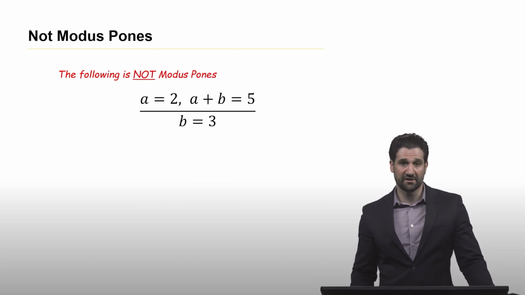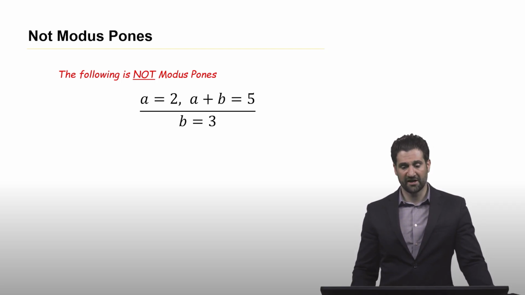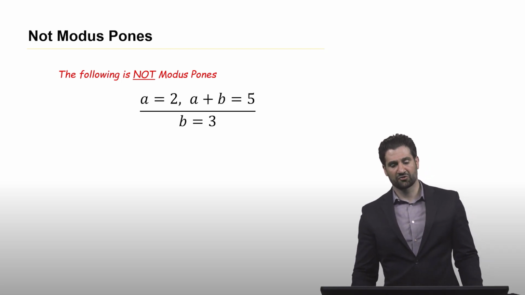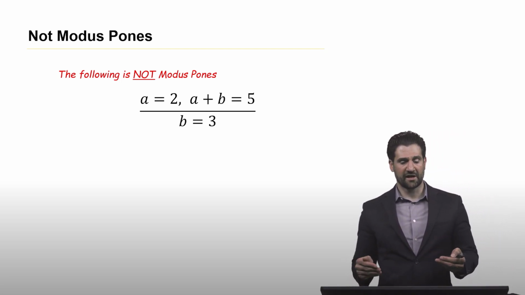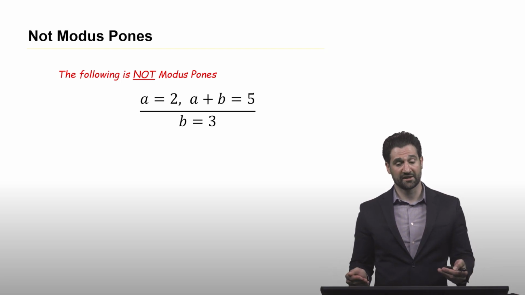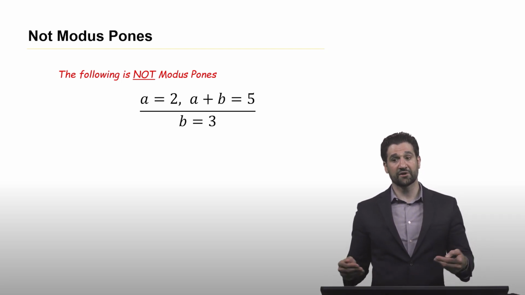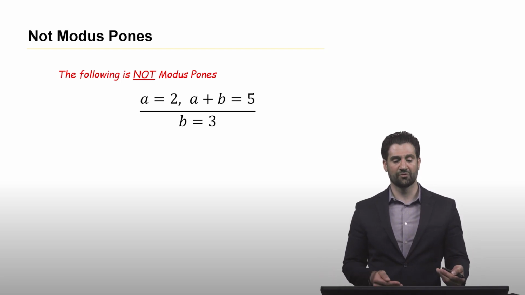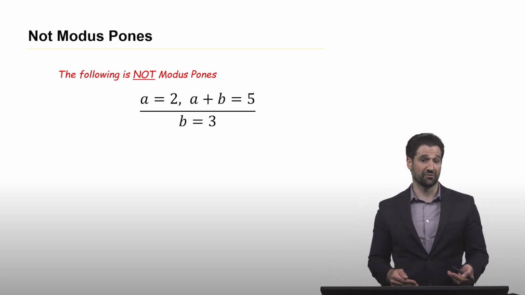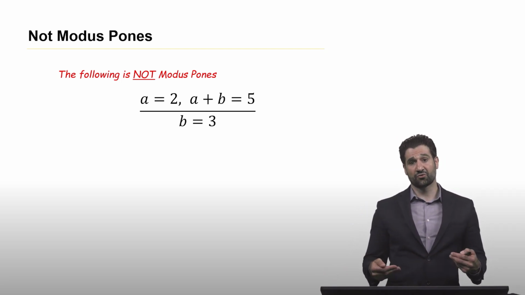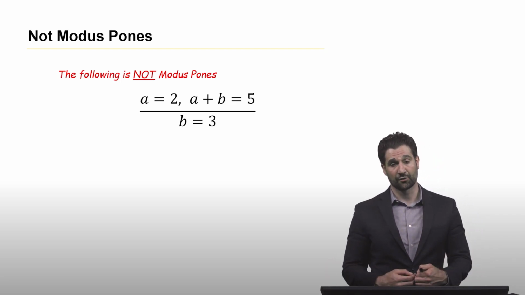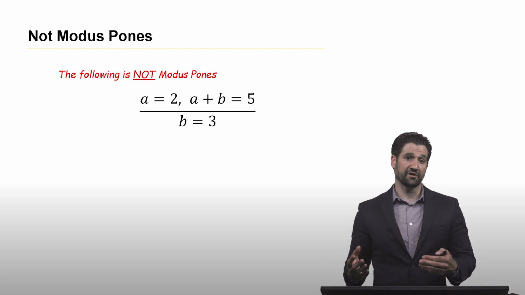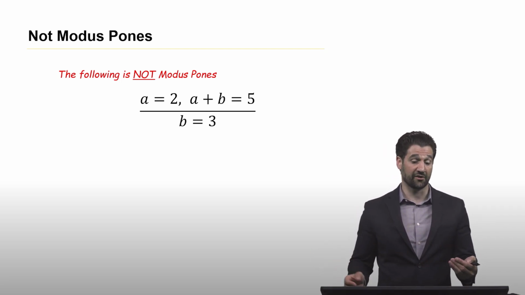Now the following is not modus ponens: we have A equals 2 and A plus B equals 5. Now, these are two statements, but they are not being combined together using any kind of connector. So we have three statements that are potentially all different: A equals 2, A plus B equals 5, and B equals 3. Seeing this and thinking it's right, we only believe that because of our underlying knowledge of how arithmetic works. But from a purely logical perspective, this is not a valid proof rule.